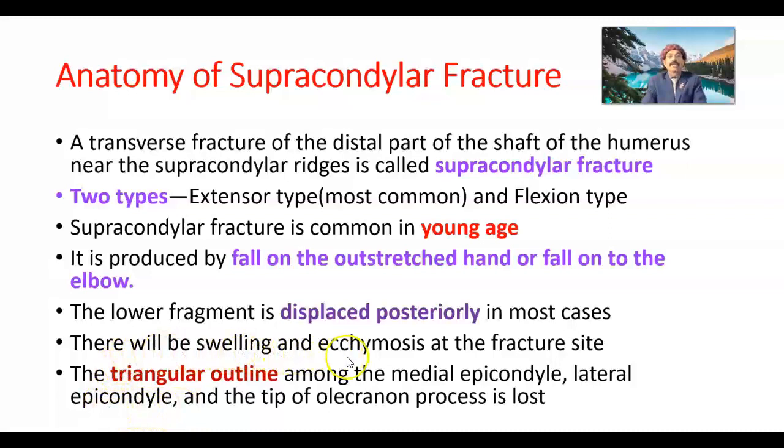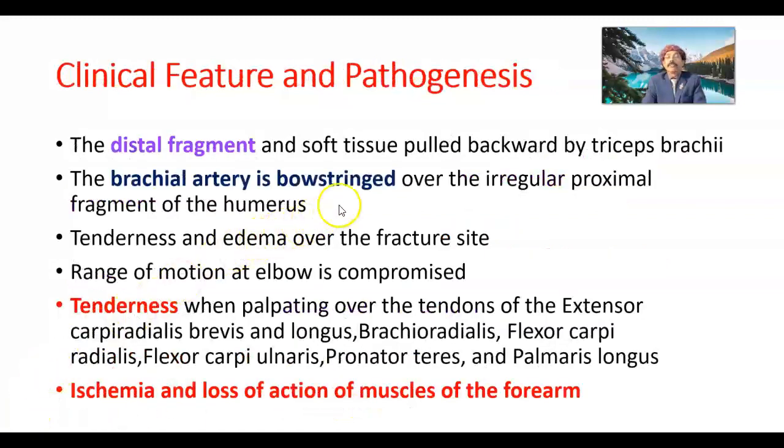There will be swelling and ecchymosis at the fracture site. The triangular outline among the medial epicondyle, lateral epicondyle, and the tip of the olecranon process is lost. The distal fragment and soft tissue are pulled backward by the action of the triceps brachii. The brachial artery is bowstringed over the irregular proximal fragments of the humerus.